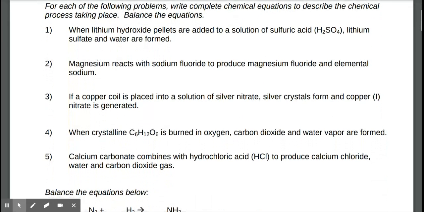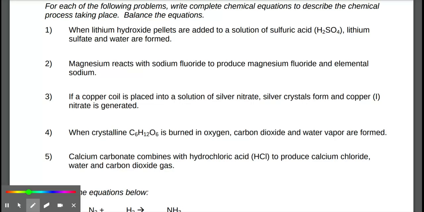Okay. As it says here, if this were a worksheet you would have to complete for me, write the chemical equations to describe the chemical process taking place, and balance the equations. All we're going to worry about is laying out the chemical equation and getting it ready. So let's take a look at number one. I'm going to have the green pen represent the reactant side. The red will be the product side of things. So let's go through number one.